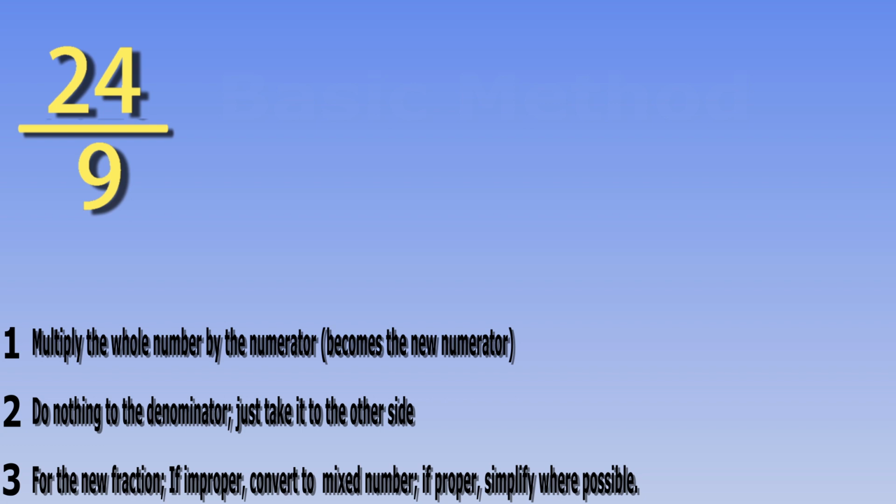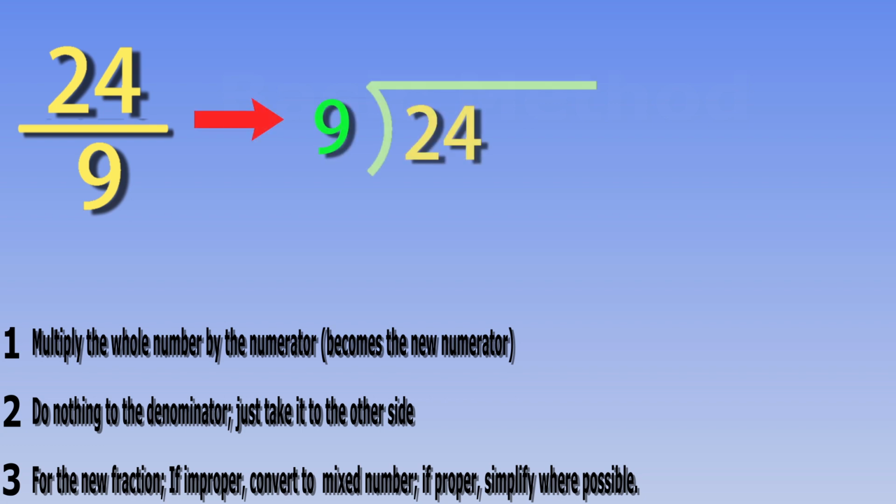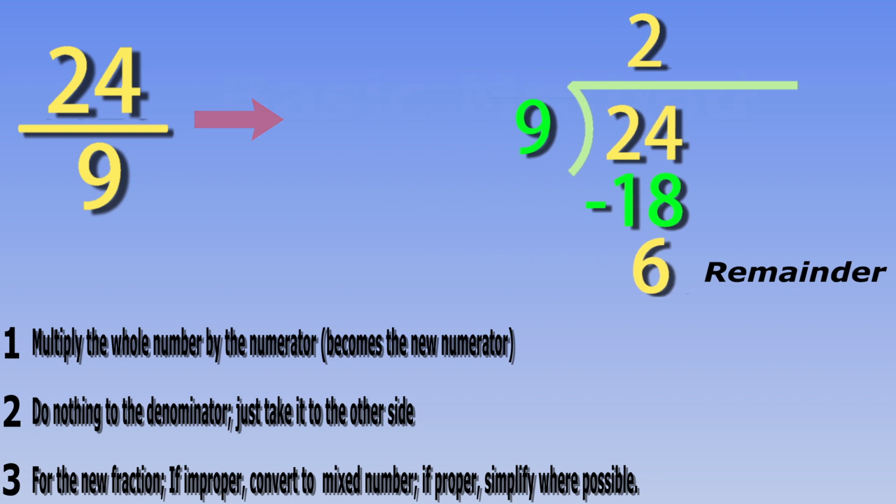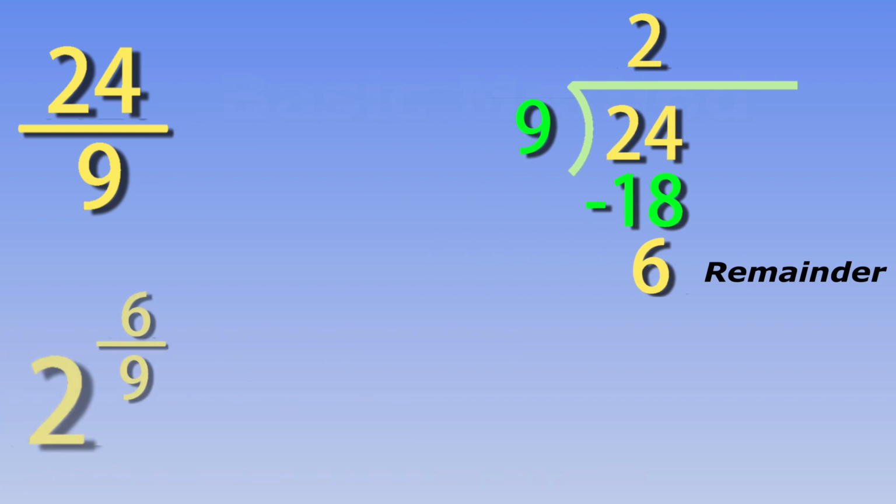So now we move to step 3. Now this is an improper fraction since the numerator is greater than the denominator, so we can convert it. Viewed as a division problem, 9 goes into 24 two times. 9 times 2 is 18, with a remainder of 6. So we can rewrite 24 over 9 as 2 and 6 ninths.